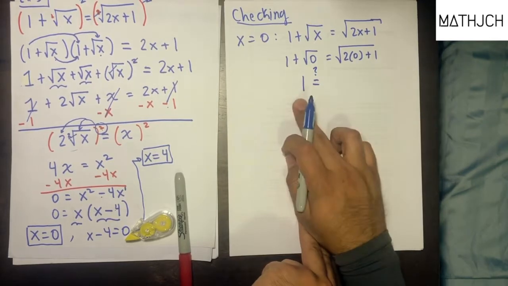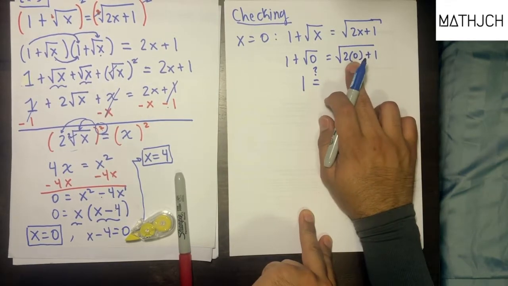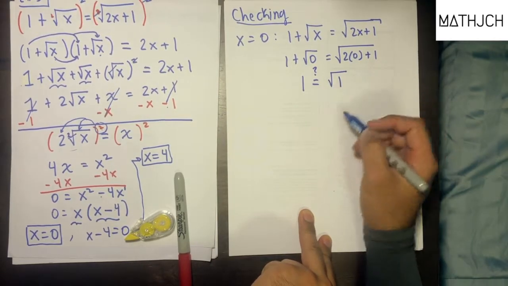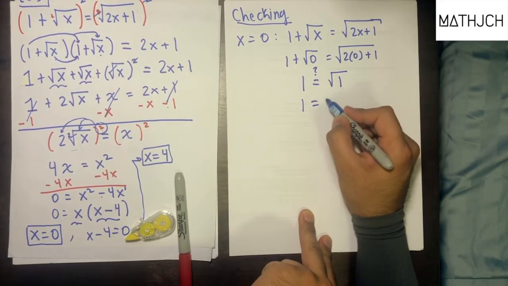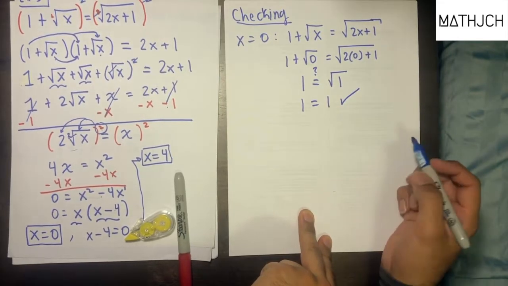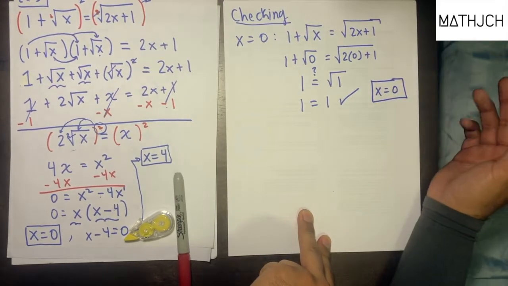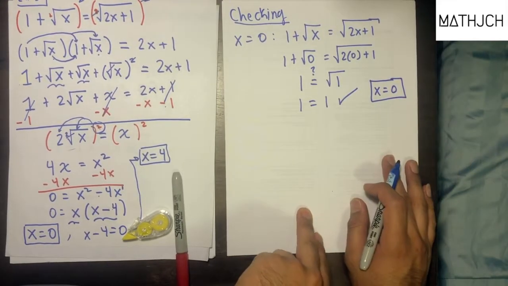Now let's see if this side is also 1. Notice we have 2 times 0 is 0, plus 1, we have a square root of 1. And 1 equals, the square root of 1 is 1, so it checks. So that means that x equals 0 is one of the solutions, at least one of the solutions.